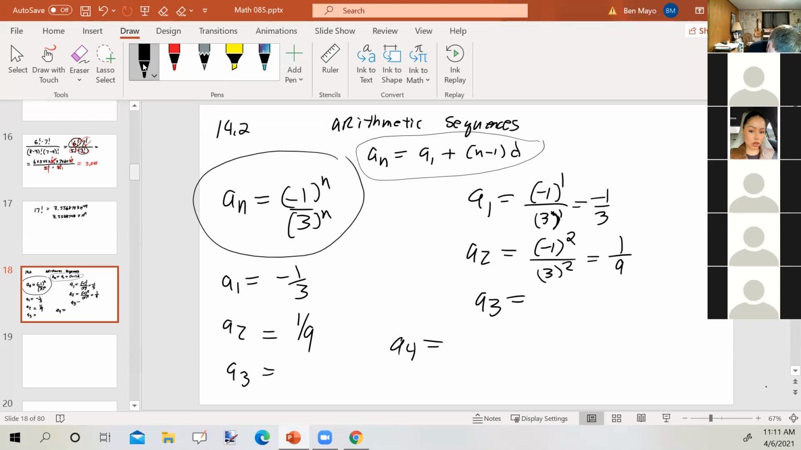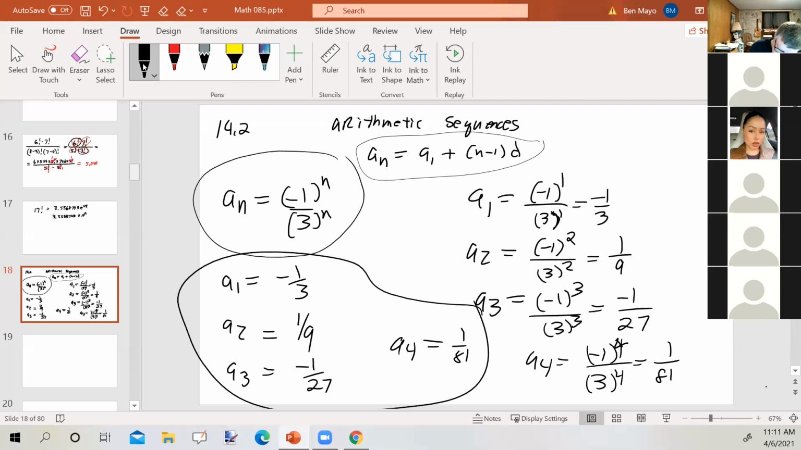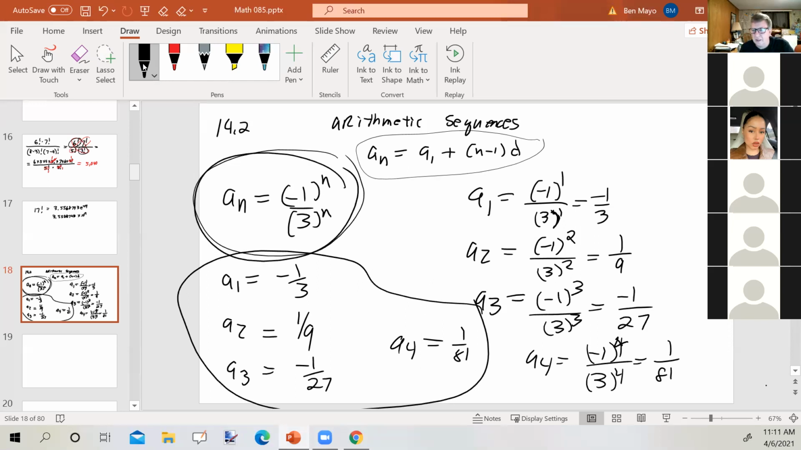A sub 3 is -1, the quantity cubed, over 3, the quantity cubed. Negative times negative times negative is -1 over 27. And a sub 4 is -1 to the 4th power over 3 to the 4th power. Negative times negative times negative times negative is positive. So +1 over 81. So that's based on this formula that they gave you specific to that single problem. Okay. We all right with that, Ashley? Yes. Okay.